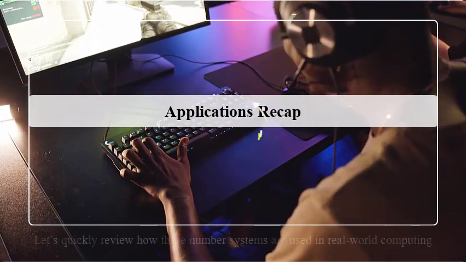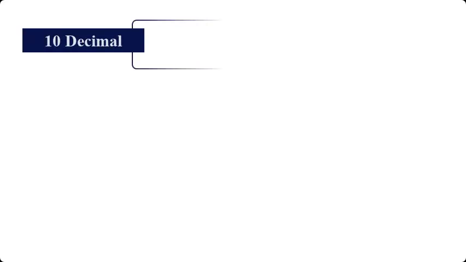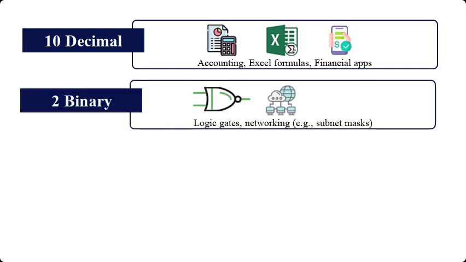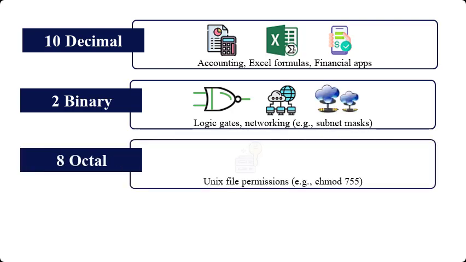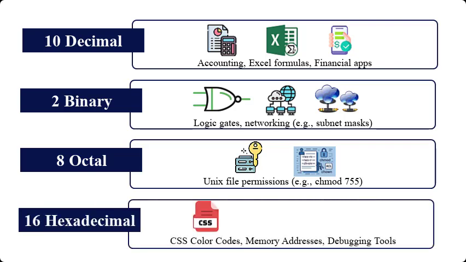Applications recap. Let's quickly review how these number systems are used in real-world computing. 10, decimal: accounting, Excel formulas, financial apps. 2, binary: logic gates, networking, e.g., subnet masks. 8, octal: Unix file permissions, e.g., chmod 755. 16, hexadecimal: CSS color codes, memory addresses, debugging tools. Each system has a unique role and is selected based on efficiency, simplicity, or compatibility with the task at hand.